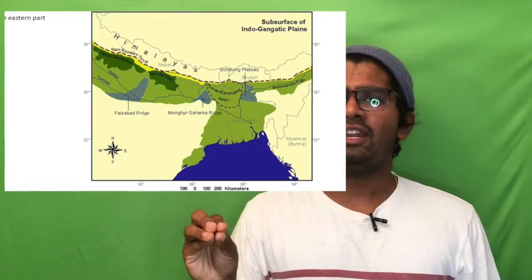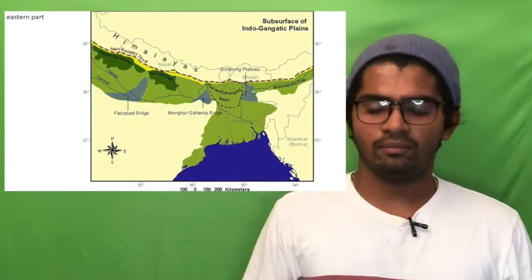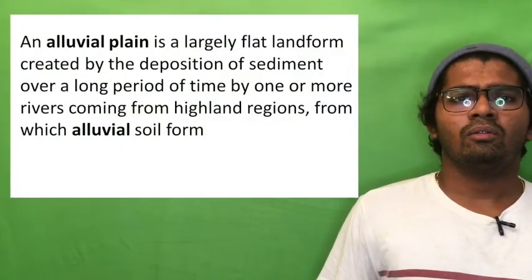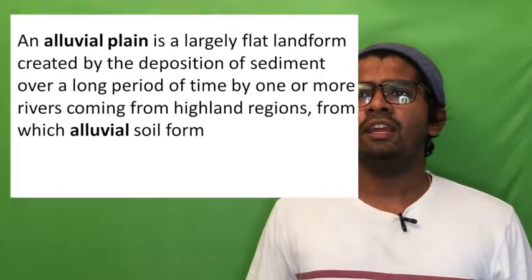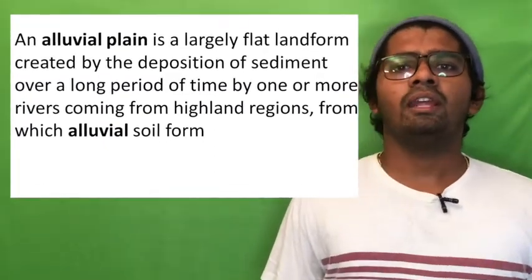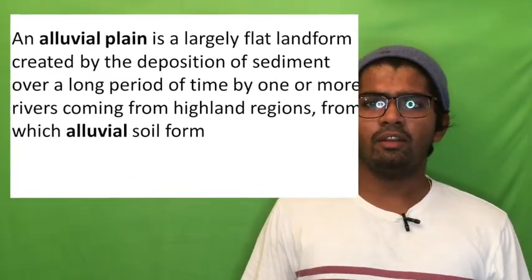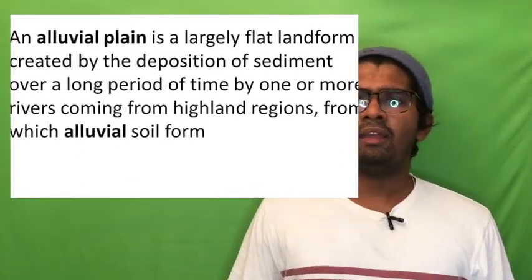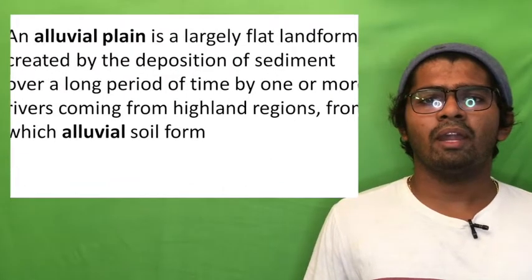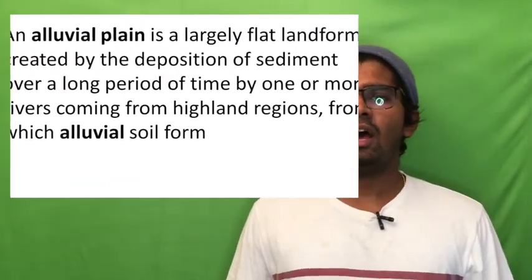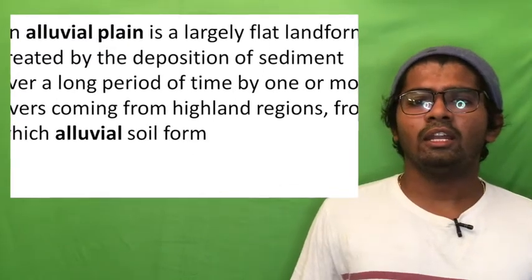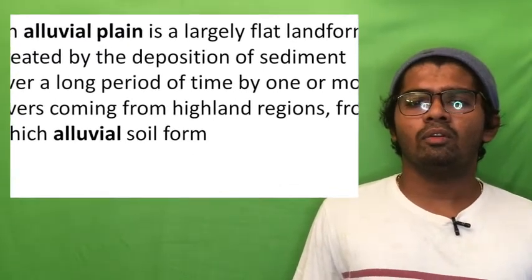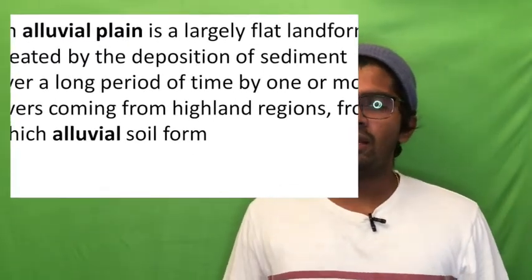Those are very fertile because we have alluvial soil here. So what is alluvial soil? An alluvial plain is a largely flat landform created by the deposit of sediment over a period of time by one or more rivers coming from highland regions, from which the alluvial soil forms. So this area has so many minerals and so many plants grow much more quickly, and it's much healthier to eat them as well.